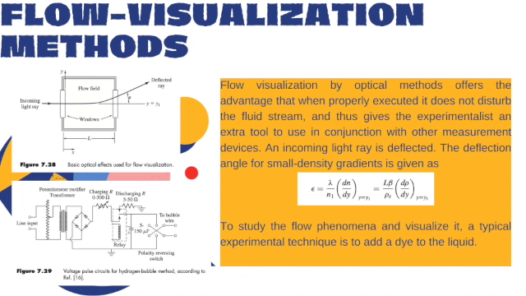To study the flow phenomena and visualize it, a typical experimental technique is to add a dye to the liquid. The other technique in figure 7.29 uses a fine wire placed in water as one end of a DC circuit that electrolyzes the water. This forms small hydrogen bubbles in the liquid, and the motion of the bubbles may be studied by illuminating this flow.